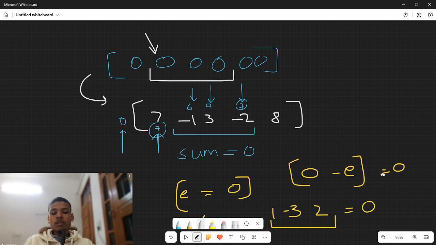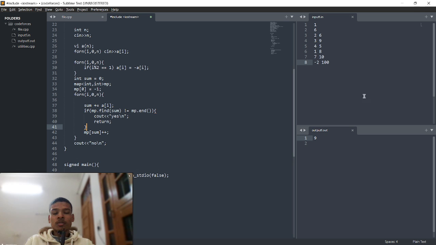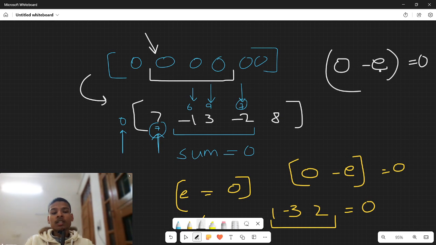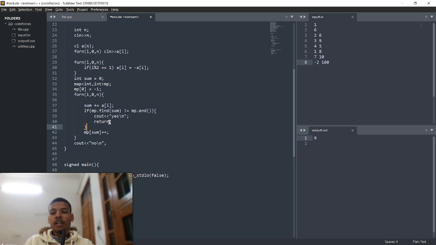And the subarray sum is 0, which means that there are some points in which my sum of odd minus sum of even is coming equal to 0. Yes, this condition is true. So that's why I can say there is a subarray in which my sum of even numbers is equal to sum of odd numbers. That's why sum of odd minus even is coming equal to 0. Right? So I will simply print yes, and if none of the conditions is satisfied, I will simply print no and return.